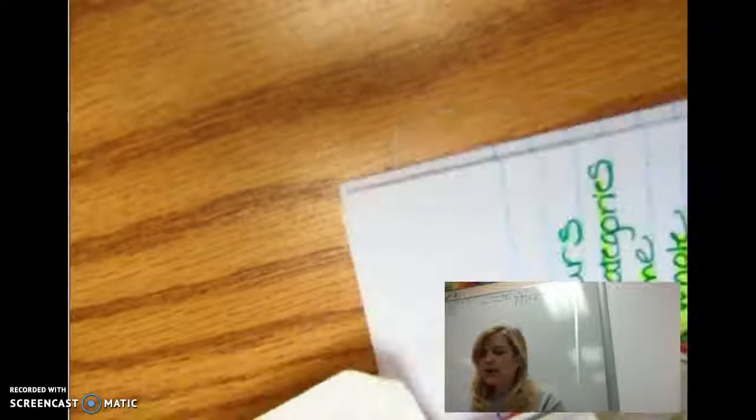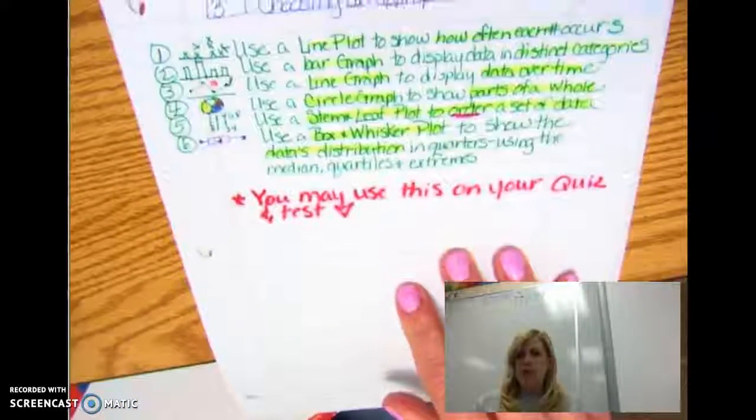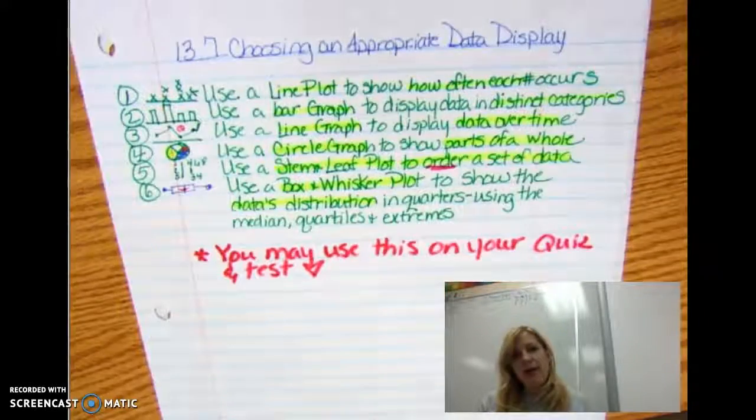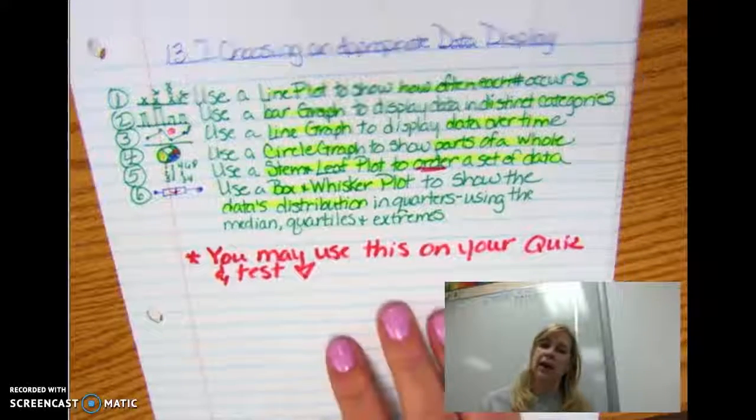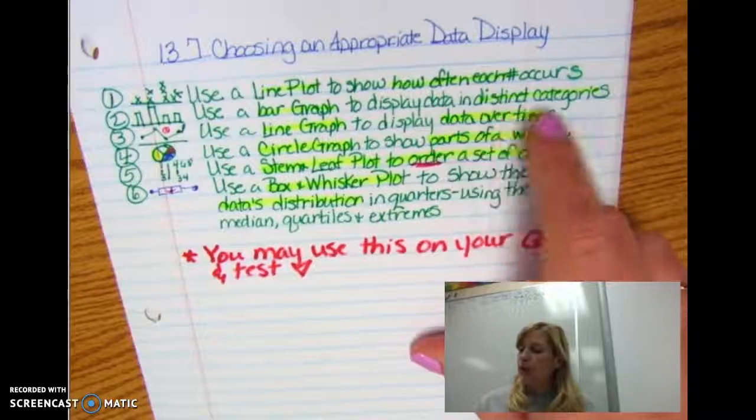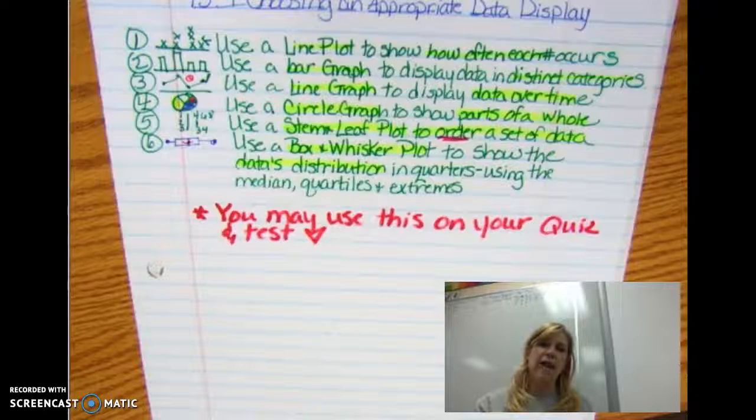Let me know if you have any questions. This one is traditionally one of our easier lessons. It is so super important that you have this written down, and you may use this on both your quiz and your test along with your box and whisker plot notes, because I recognize that that's a little bit more complicated. But look at the wording here to determine which graph is the most appropriate display.